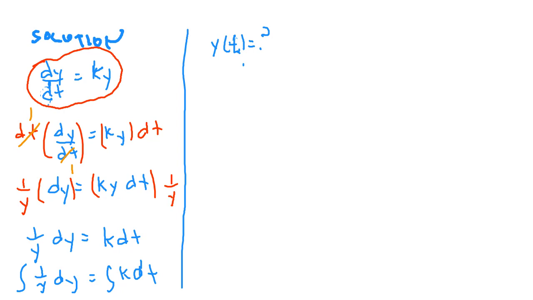Okay, so we're trying to solve for y of t. Let me rewrite that equation. The integral of 1 over y dy equals, I can pull the k out, the integral of k times dt. K is a proportionality constant, right? We actually call k a relative growth rate. That's what k is called.